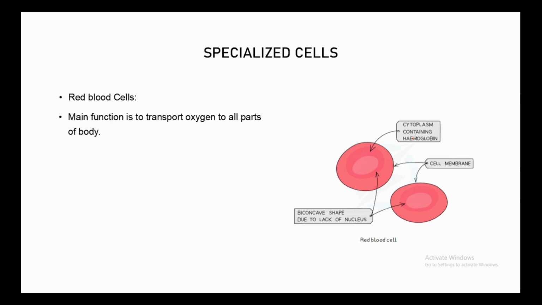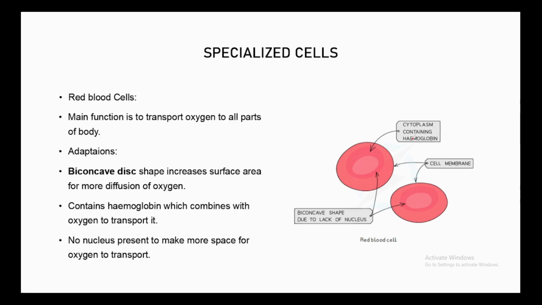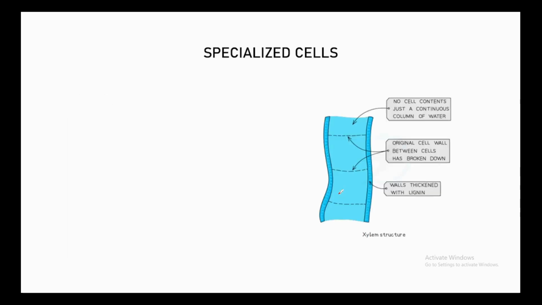Red blood cells. Their main function is to transport oxygen to all parts of the body. Adaptations: the biconcave disc shape increases surface area for more diffusion of oxygen. They contain hemoglobin, which combines with the oxygen to transport it. No nucleus is present, to make more space for oxygen to transport. As we can see, there is no nucleus present in this cell, so its space increases to carry more oxygen with it.